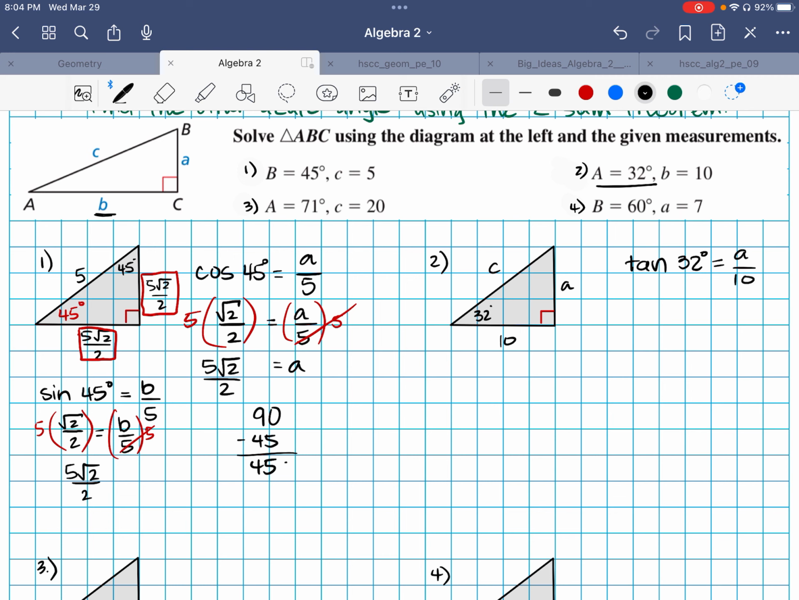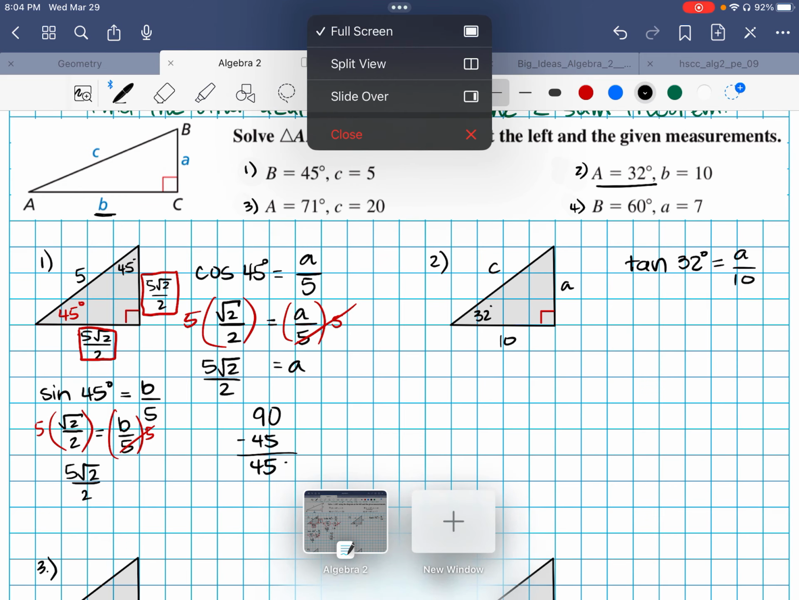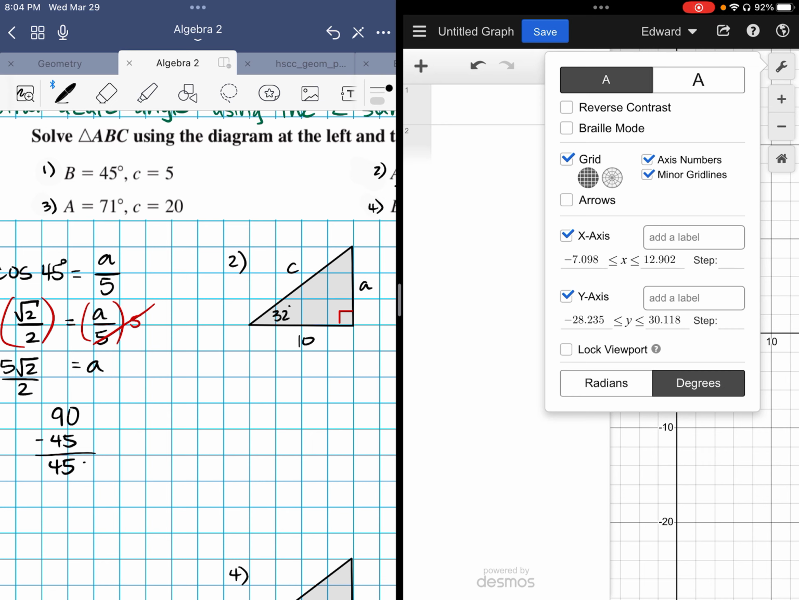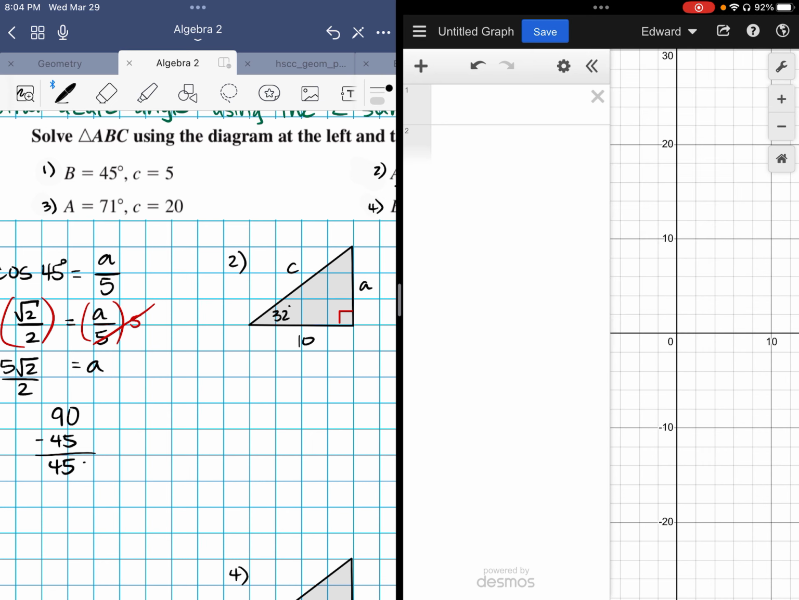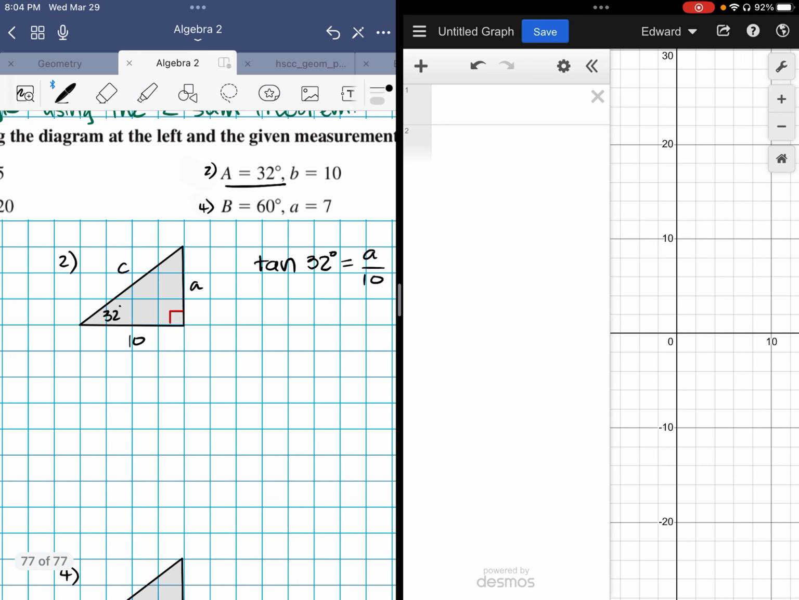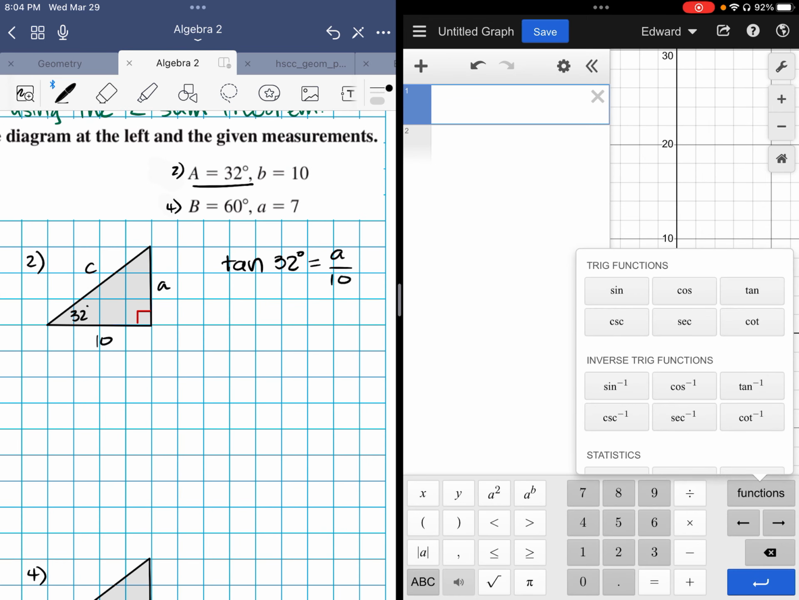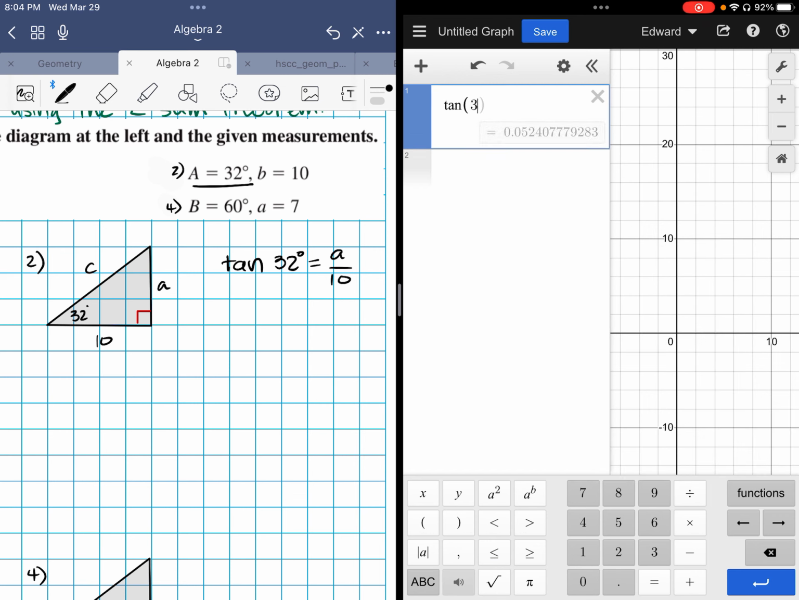Now, tangent of 32, I don't have that one memorized, so I'm going to go ahead and open up my Desmos calculator, and let's make sure we're in degrees. We're just going to type in tangent of 32. So we'll type it in, go to functions, find the tangent function, and type in 32, and we get 0.6248, but it's going to round to 9, so we're going to say 0.6249 is equal to A over 10.